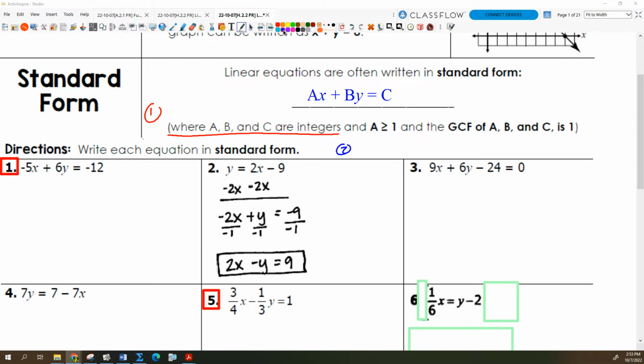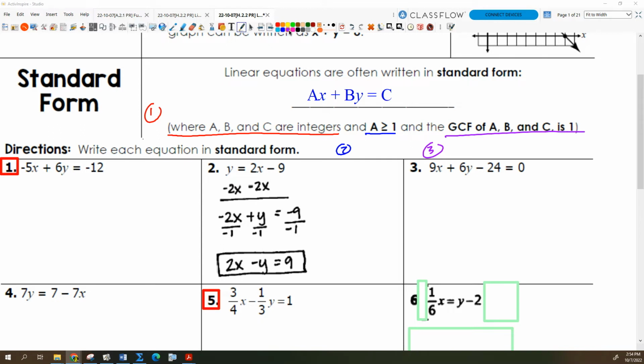Rule number 2. This is kind of a soft rule. Sometimes different textbooks don't even use this rule. But typically we say that the leading coefficient, so A, has to be positive, greater than or equal to 1, although that one isn't always such a big deal. Third one is, though, the GCF, the greatest common factor of A, B, and C, needs to be 1.